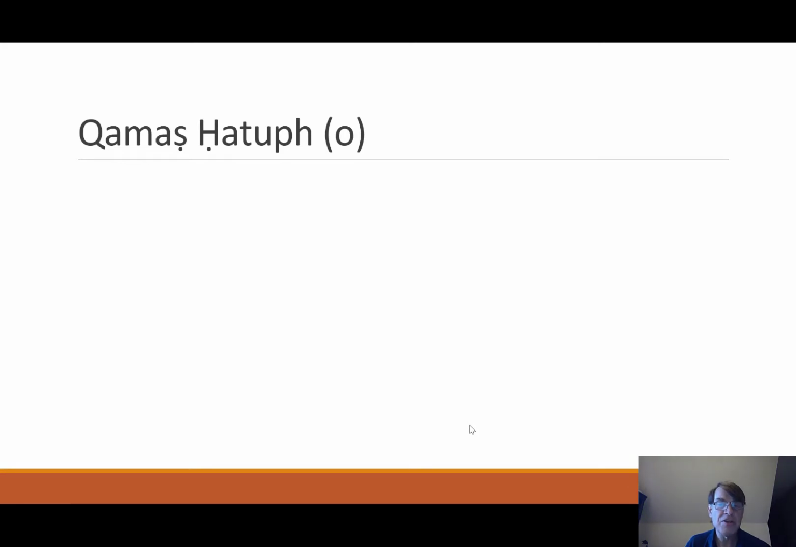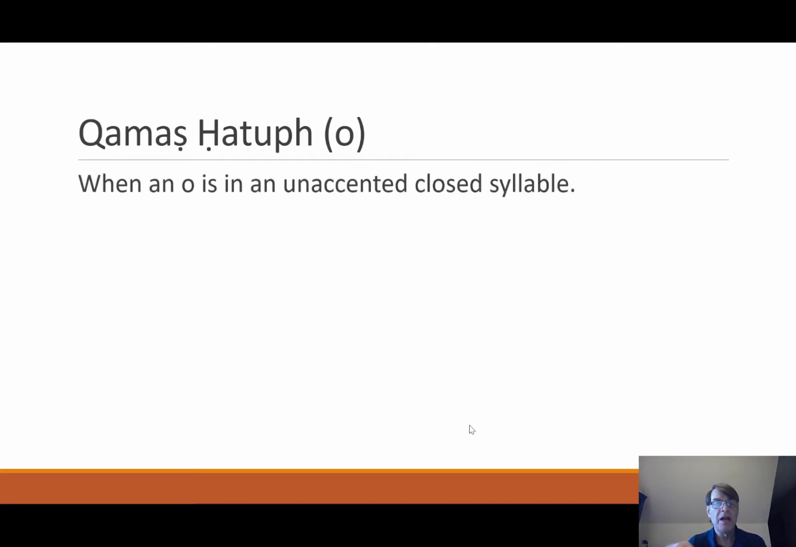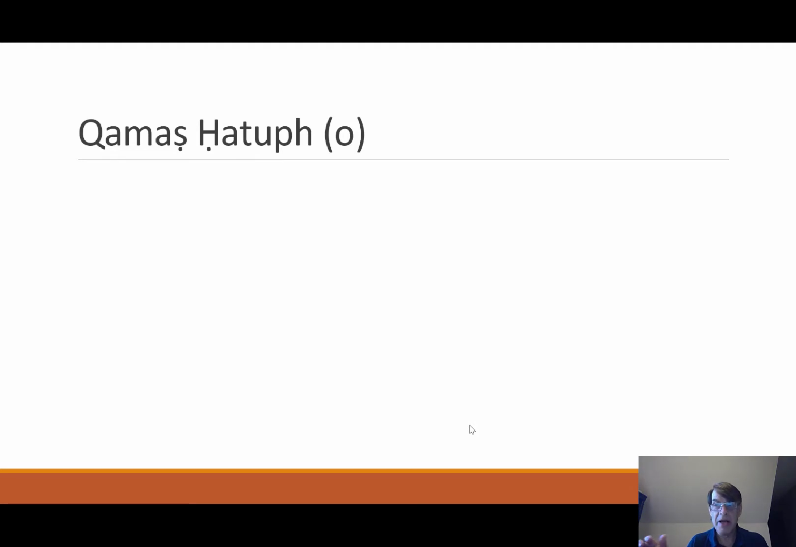You'll remember I mentioned that there is a normal O, we can call it a short O, called a qamats chatuph, and it looks just like a qamats. So how do you tell the difference between the long A, qamats gadol, the big qamats, and the small qamats, the qamats katon, the O? How do you tell the difference between the long A qamats and the little qamats, the qamats chatuph?